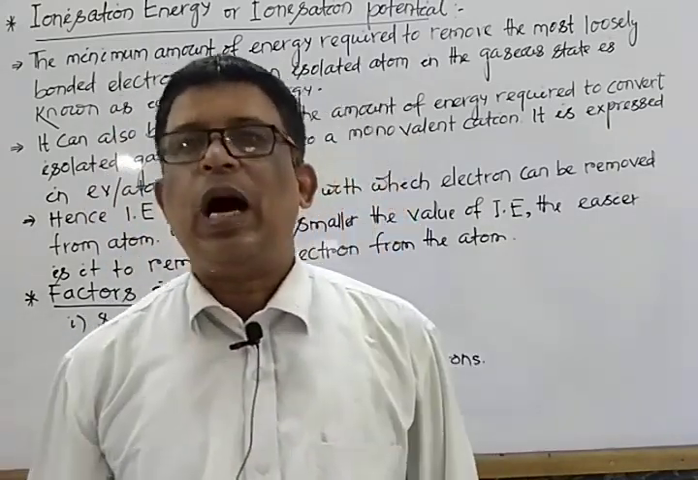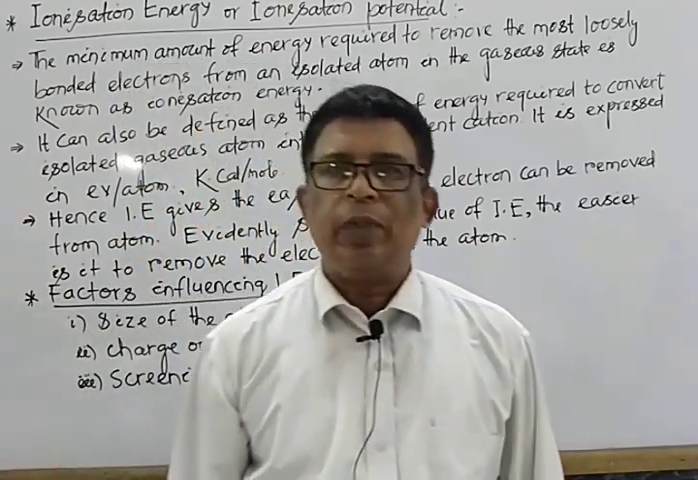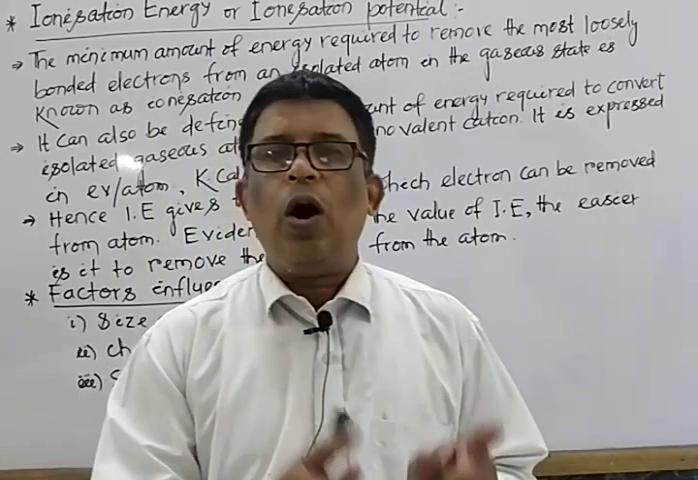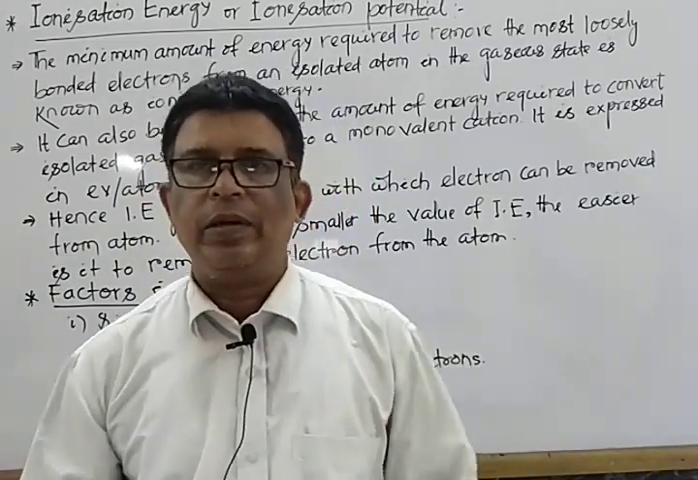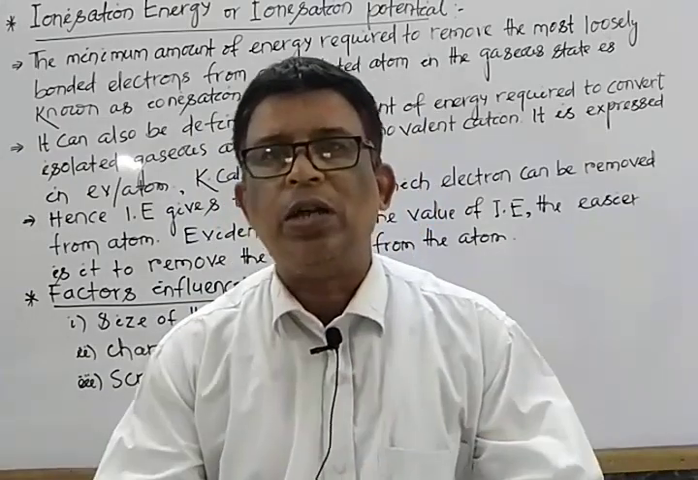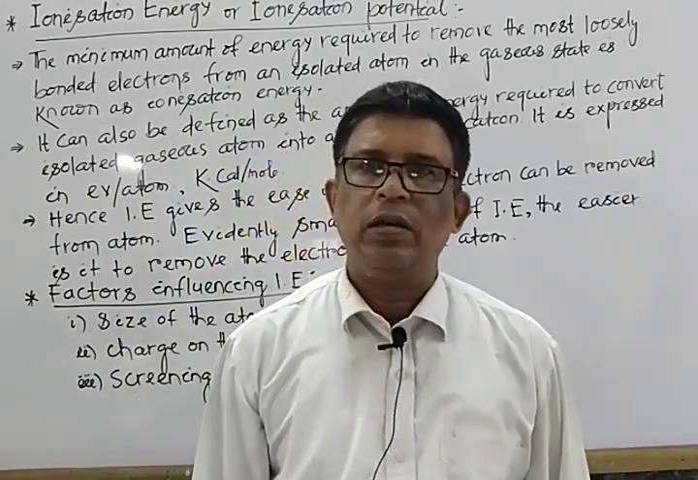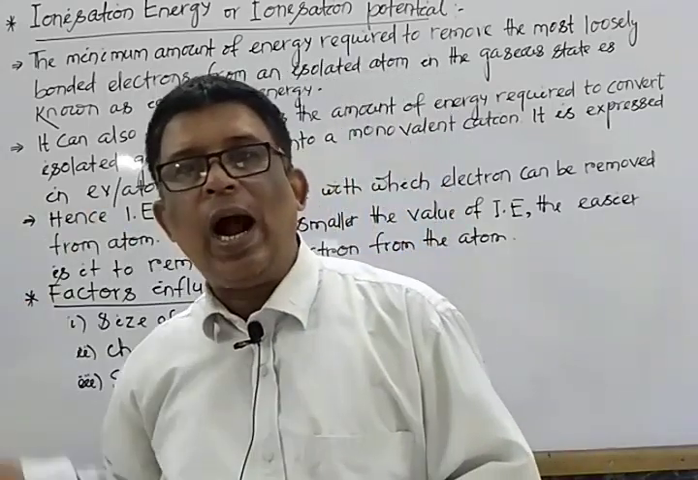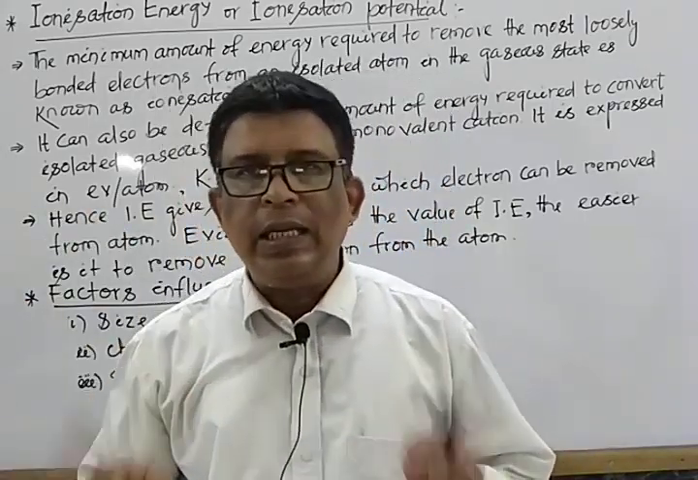Next we switch over to another parameter, known as electron affinity or electron gain enthalpy. It is another periodic property. It is just the reverse of the ionization energy. I repeat again, what is ionization energy? Amount of energy required to remove. Reverse. What is electron affinity?